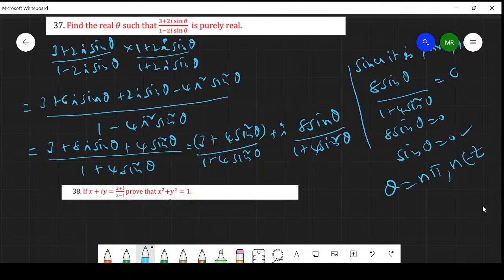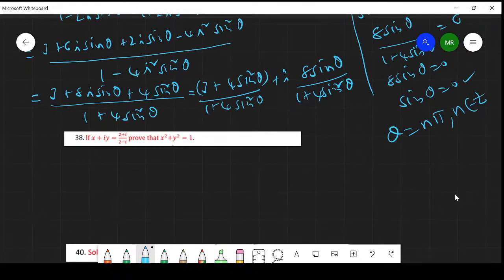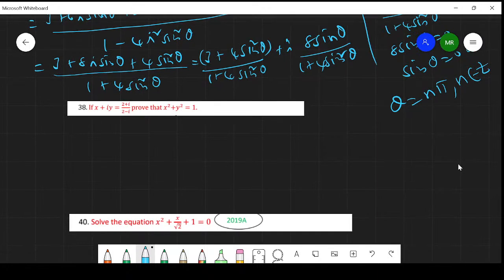Now look at the 38th one now. What is the 38th one? (x plus iy) is equal to (2 plus i) by (2 minus i). Prove that x square plus y square is equal to 1. Since x square plus y square, apply mod on both the sides. Apply mod: mod (x plus iy) equal to mod (2 plus i) by mod (2 minus i). You can apply mod. Even you can apply whole mod also. If you see this one, I can write whole mod, this one, mod of (2 plus i) by (2 minus i).